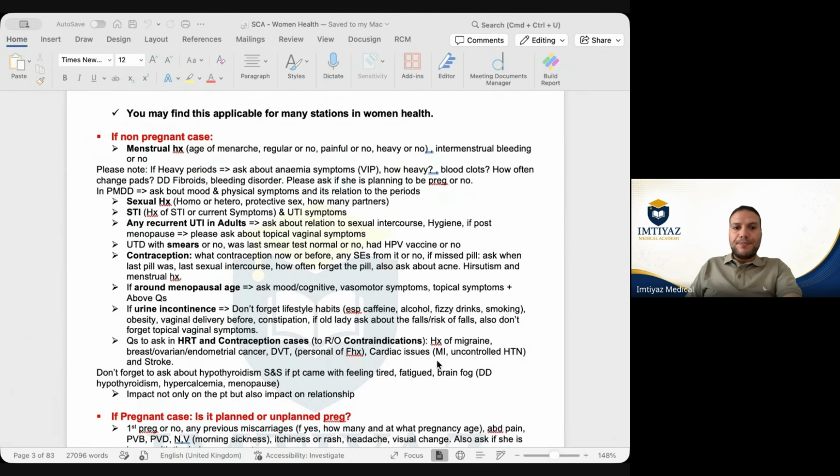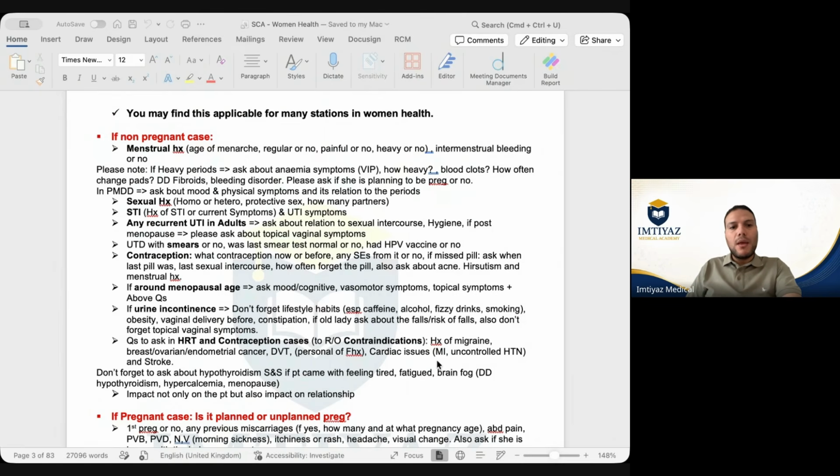Not only this, also in contraception cases, you need to ask if there is any hirsutism, any acne, whether your periods are painful or not, heavy or not. Why? Because some methods can help with hirsutism, acne, heavy bleeding and painful periods. We use combined oral contraceptive pills, for example, if someone comes with polycystic ovary.